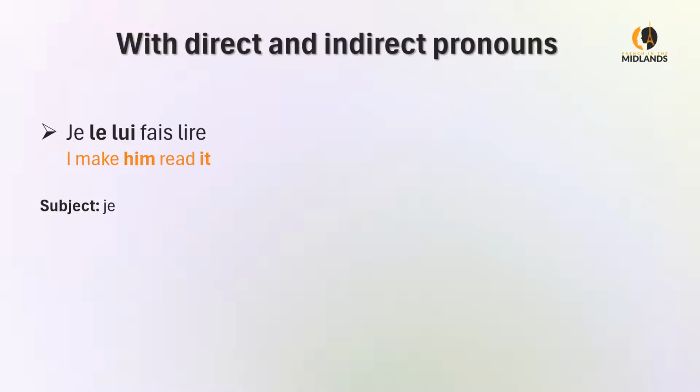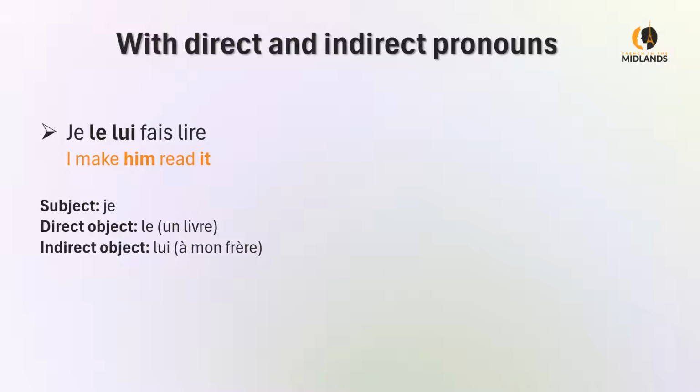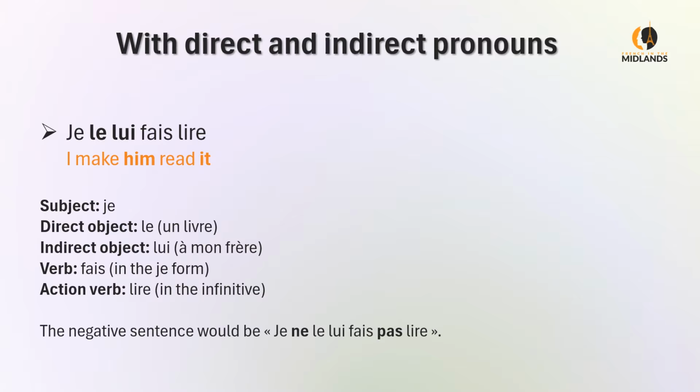Je is the subject still. The direct object is le, replaces un livre. The indirect object is lui, which replaces à mon frère. The verb is fait in the je form. And the action verb is still lire in the infinitive. And the negative sentence would be je ne le lui fais pas lire.